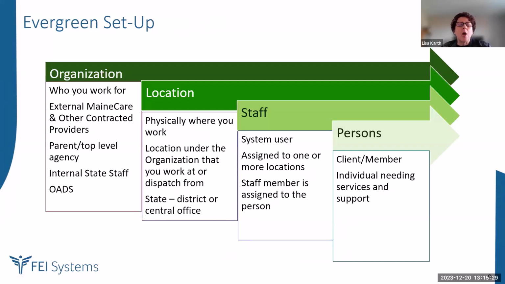It's helpful to know how Evergreen is organized as you work in it. So at the very top, we have the organization. And the organization is who you work for. For your external users, it's Maine Care and other contracted providers, such as Disability Rights Maine. It's essentially the parent or the top level agency. For internal users, it's ODES and other state staff.